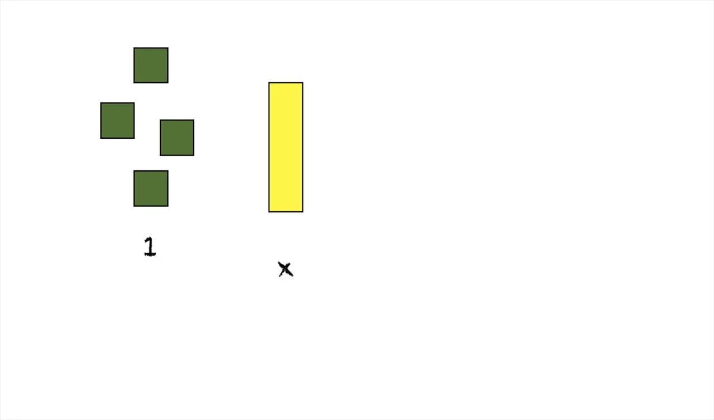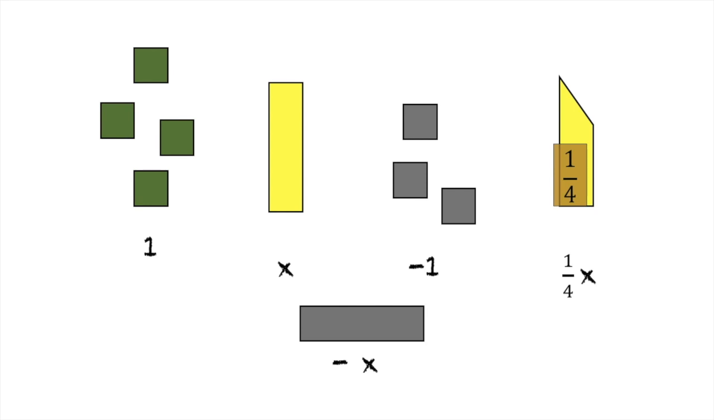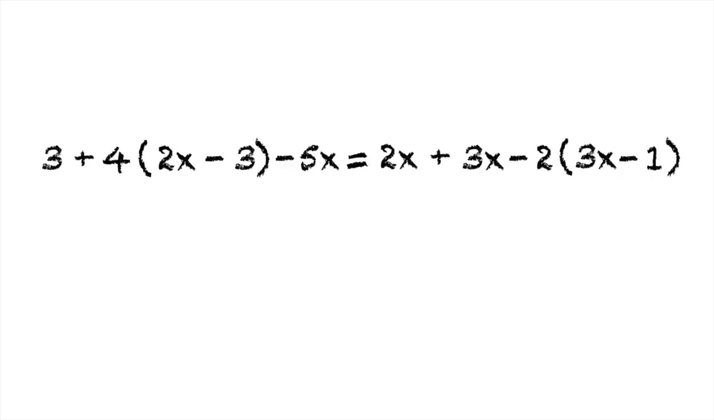Now again, we have our materials. We have the unit tiles, the x's, our negative unit tiles, and then our fraction of x's, as well as our negative x's. So let's say we have 3 plus 4 times 2x minus 3 minus 5x is equal to 2x plus 3x minus 2 times 3x minus 1. So let's lay that out with our materials.